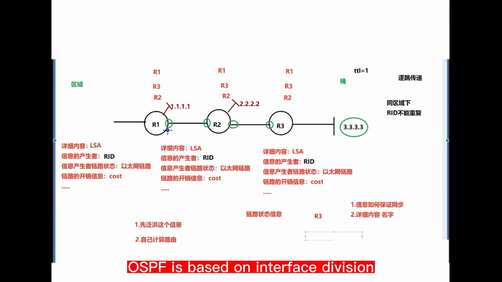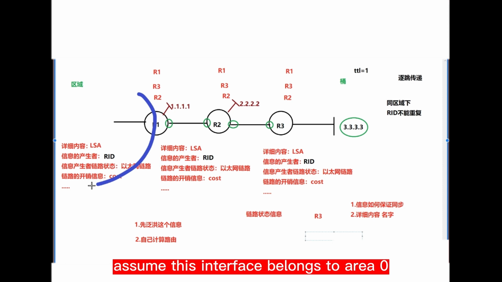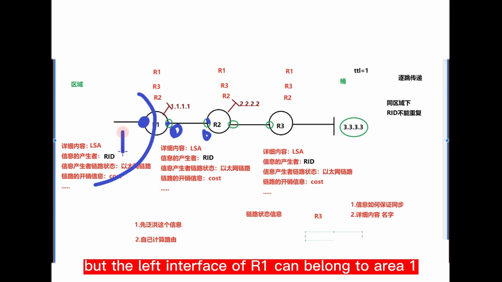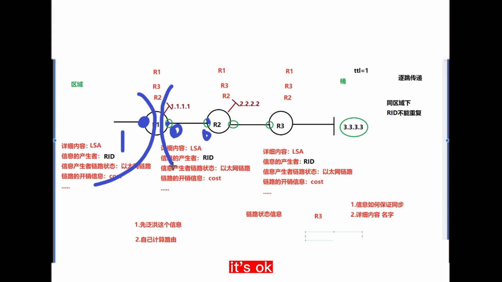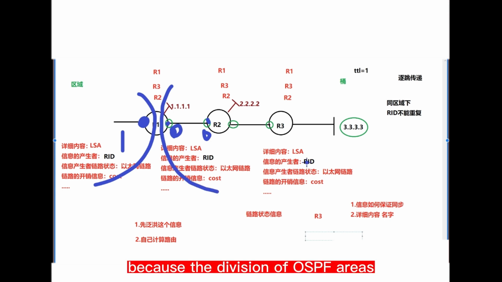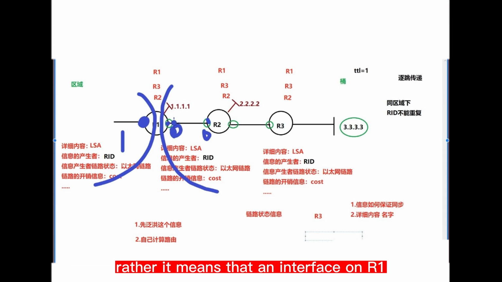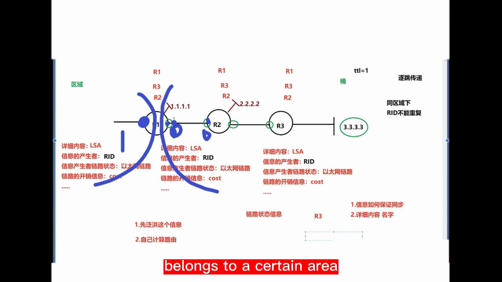OSPF is based on interface division. Assume this interface belongs to area 0. This interface also belongs to area 0. But the left interface of R1 can belong to area 1. It's okay, because the division of OSPF areas is based on interfaces. We often don't say which area the device R1 belongs to. Rather, it means that an interface on R1 belongs to a certain area.